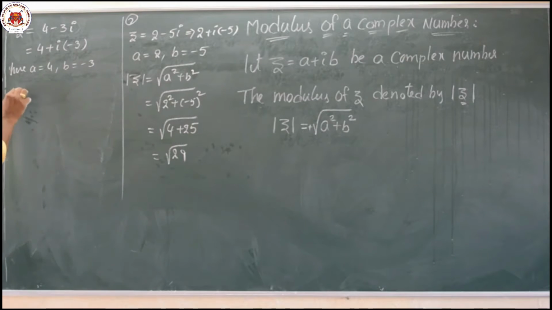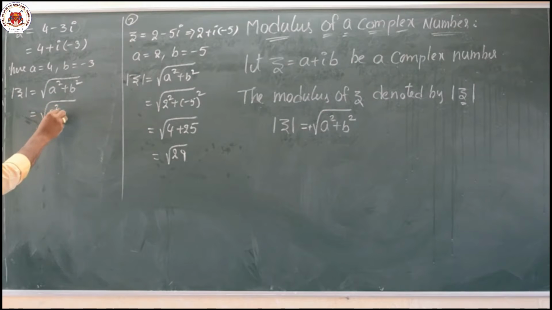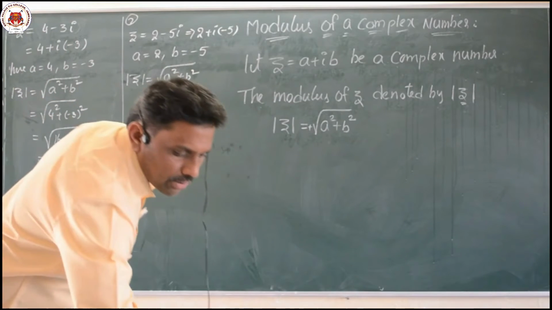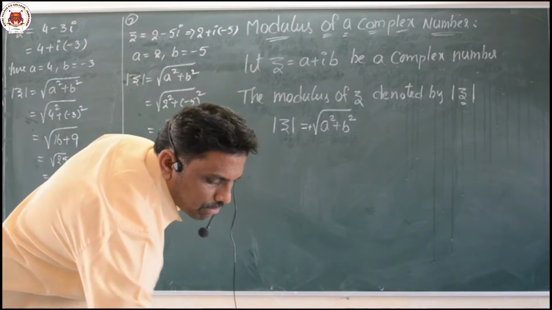So modulus of Z, the formula is square root of A square plus B square. So here A square means 4 square, B square means minus 3 square. So 4 square, 4 fours are 16, minus squared is plus, 3 square value is 9. So root of 25. But we know the square root of 25 value is 5. So the answer is 5. Then we will go to another problem on this.